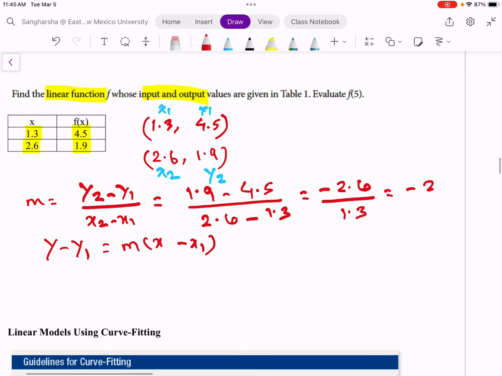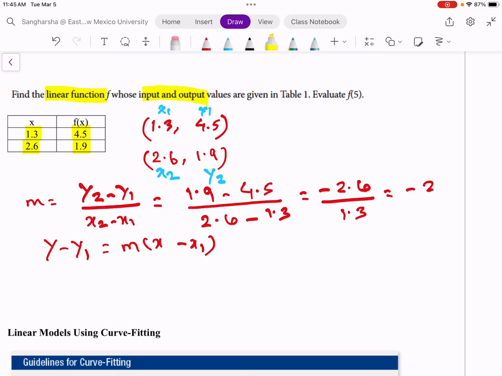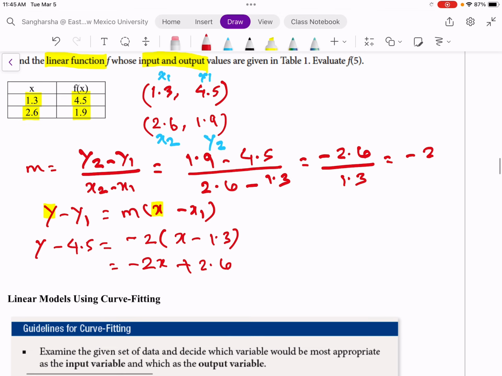So here, do not substitute anything for y and x. You're going to substitute for x1, y1, and m. So we have y as it is, minus y1, which is 4.5, equals m, which is negative 2, times x minus x1, which is 1.3. Let's simplify the right side. Negative 2 times x is negative 2x, negative 2 times negative 1.3 is positive 2.6. So we have y minus 4.5.